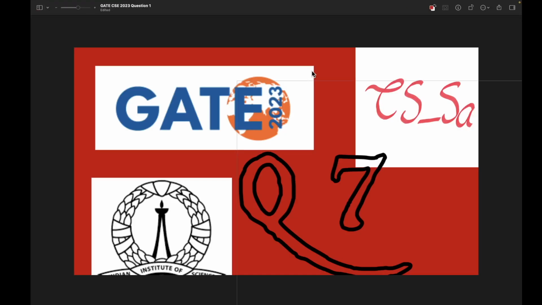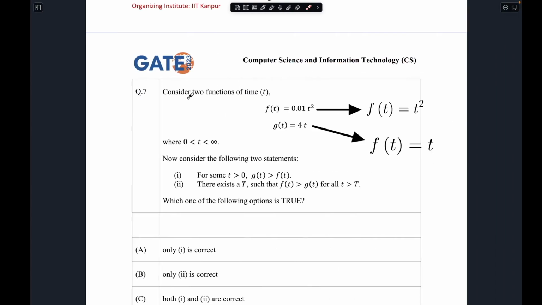Okay, so now we're going to solve question 7 from GATE CSE 2023. The question states that we consider the two functions. They are giving us the two functions over here. This part I have written, don't look at it right now. I will come to that.